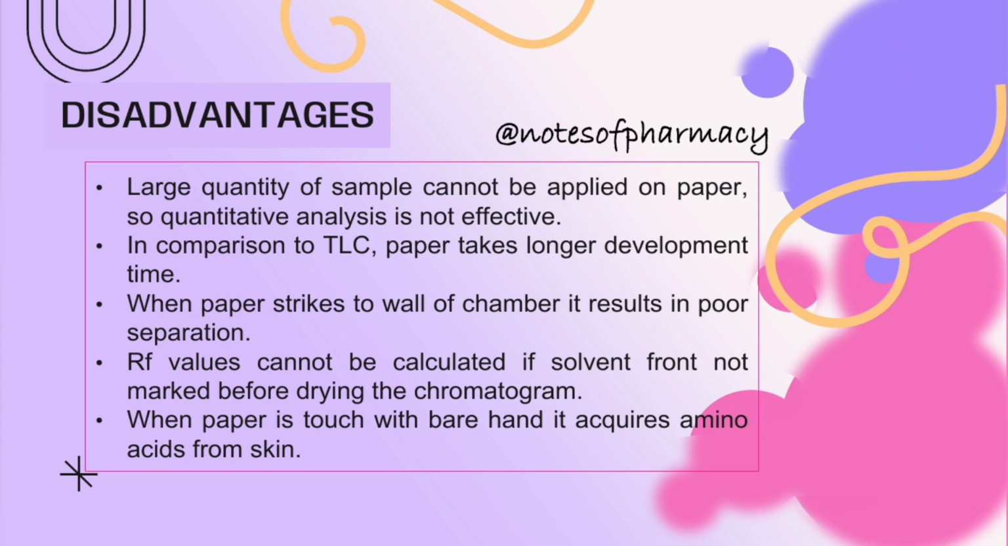Coming to the disadvantages. A large quantity of sample cannot be applied on paper, so quantitative analysis is not effective. In comparison to TLC, paper takes a longer development time. When the paper touches the wall of the chamber, it results in poor separation. Rf values cannot be calculated if the solvent front is not marked before drying the chromatogram. When paper is touched with bare hands, it acquires amino acids from the skin.